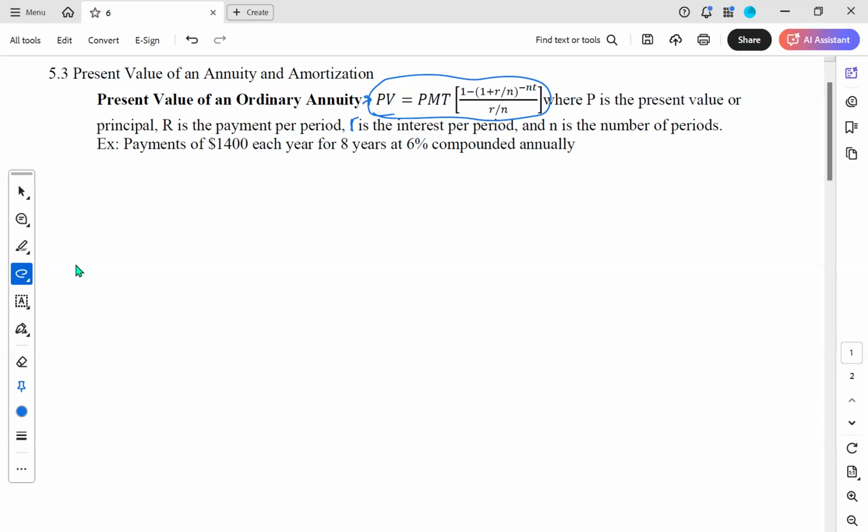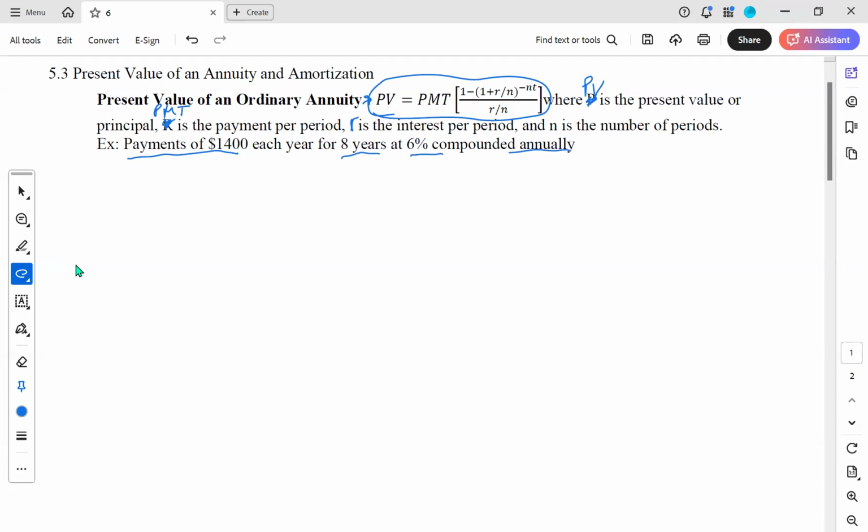I have an I in here. We're not using I, we're using R. We're using PV for present value, and we are using PMT for payment, which gives us more letters, but it makes a little more sense than having those other letters I just had on there. All right, so right now we have payments of $1,400. So this tells us that that's our PMT each year for 8 years, 6% compounded annually.